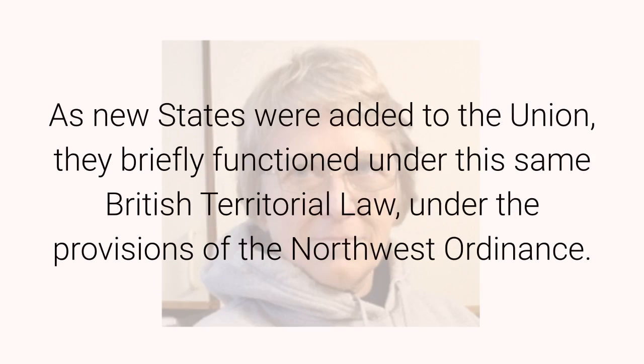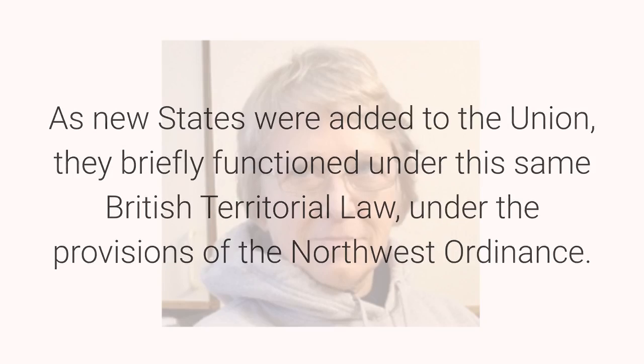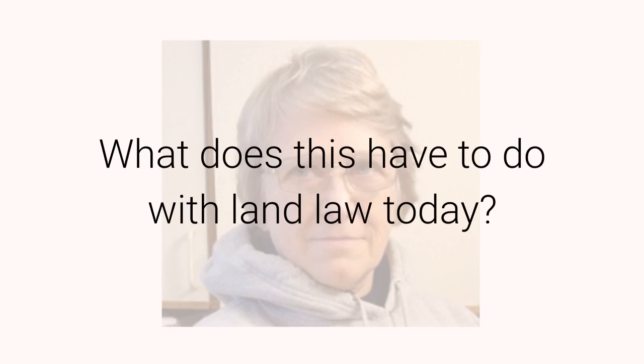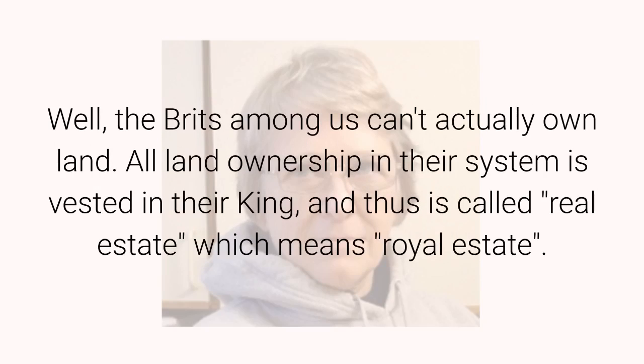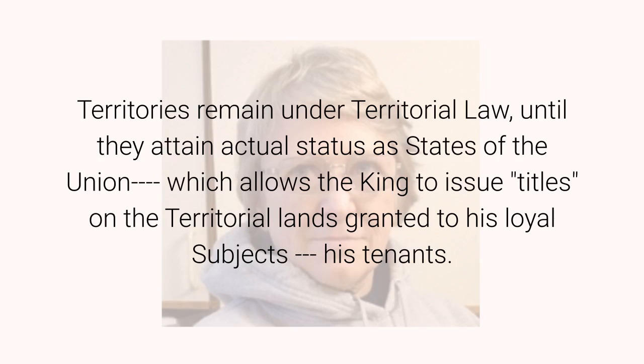As new states were added to the Union, they briefly functioned under this same British territorial law, under the provisions of the Northwest Ordinance. What does this have to do with land law today? Well, the Brits among us can't actually own land. All land ownership in their system is vested in their king, and thus is called real estate, which means royal estate. Territories remain under territorial law, until they attain actual status as states of the Union, which allows the king to issue titles on the territorial lands granted to his loyal subjects, his tenants.